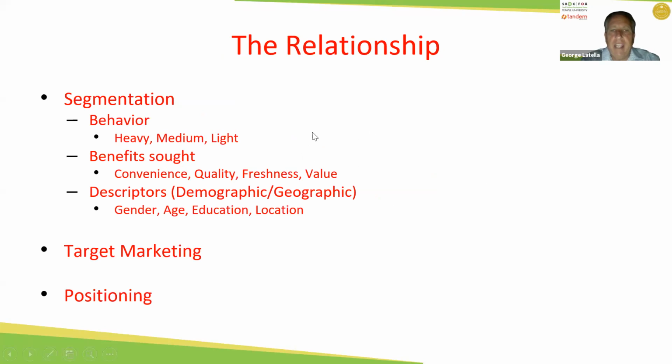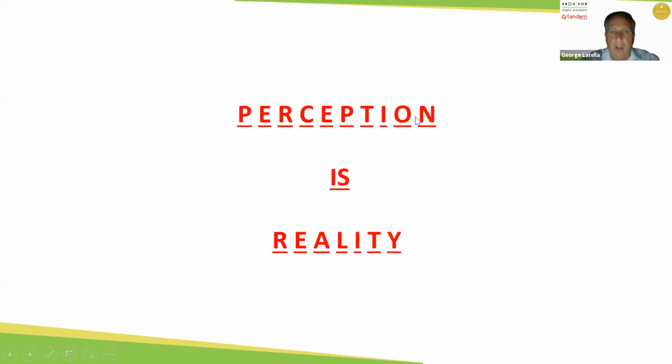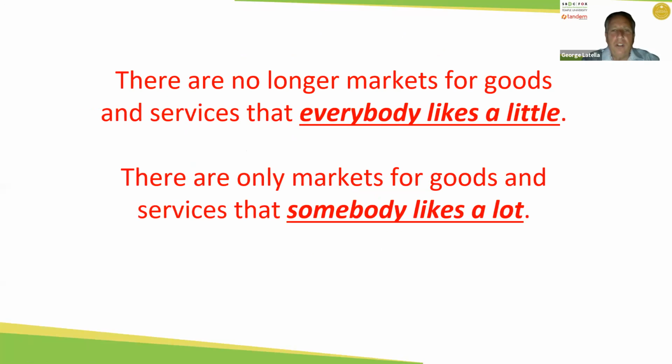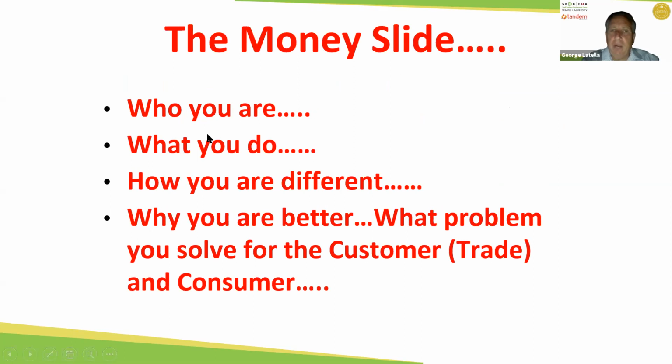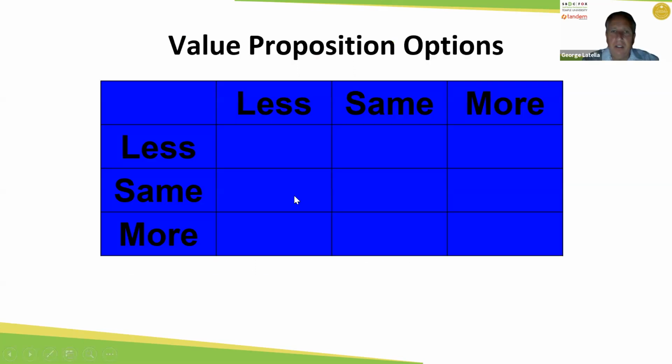Really important. Don't forget, you have to understand how to segment. We talked about segmenting based on behavior, based on benefits, based on descriptors. Who's the target market? And what do you want them to be thinking? We'll come back and talk about this multiple times. Please don't forget perception is reality. Never forget there's always going to be markets for somebody that likes a lot. So you don't have to be all things to all people. There are really no more markets where everybody likes a little. There are always going to be markets for goods and services somebody likes a lot. So this gets back to your differential advantage and why you can execute your product better than anybody. Don't forget your money slide: who you are, what you do, how you're different, why you're better. Understand where you fit in the economic value proposition.